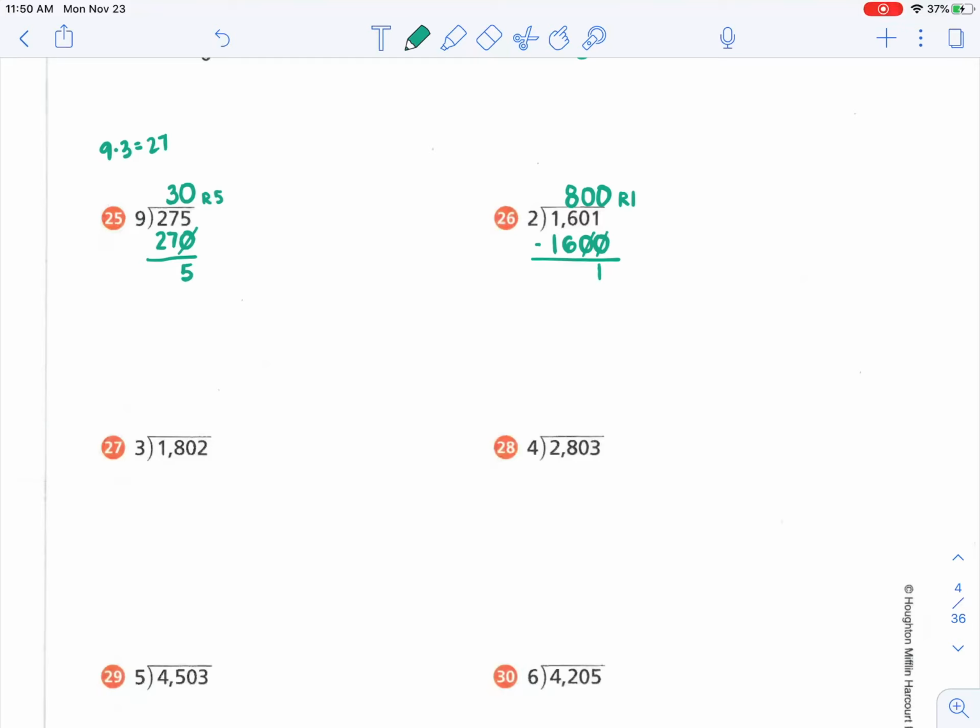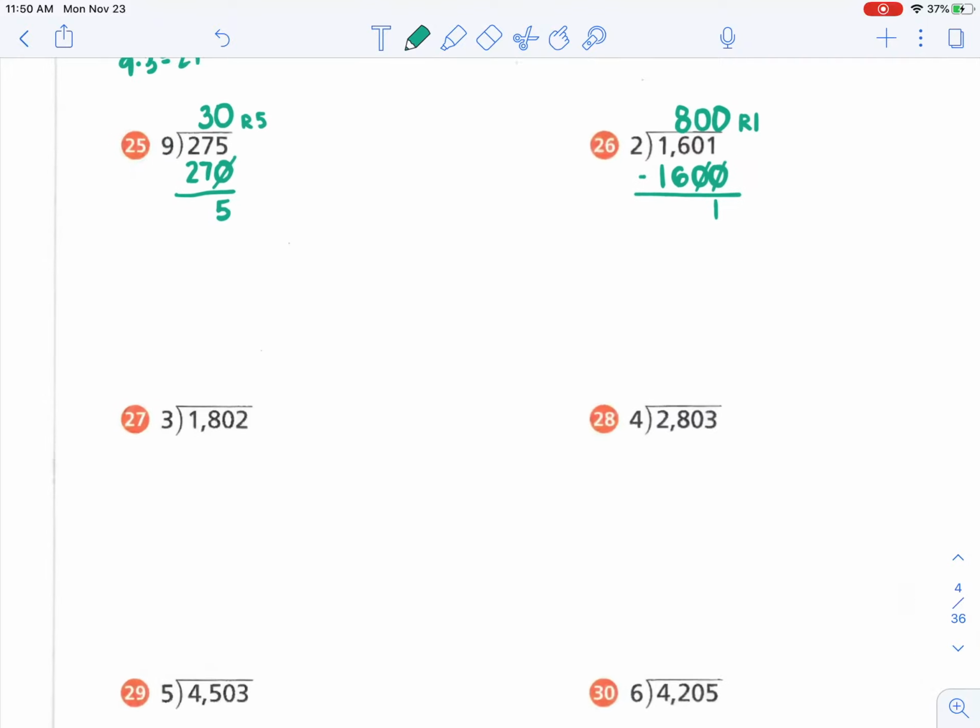Try your hand at numbers 27 and 28. Once you've given them a go, check back and see how you did.